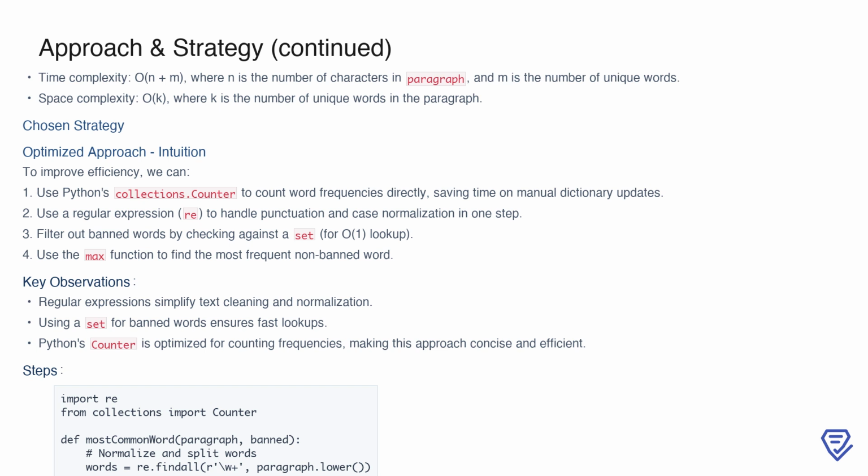To improve efficiency, we can adopt an optimized approach that simplifies the process and reduces manual steps. In this approach, Python's collections Counter is used to count word frequencies directly, eliminating the need for manually updating a dictionary. For text normalization and punctuation removal, we use regular expressions, or re, to handle these tasks in a single step. By storing the banned words in a set, we ensure that checking if a word is banned occurs in O(1) time. Finally, the most frequent non-banned word is found using Python's max function, which directly retrieves the key with the highest value. This approach is more concise, leveraging built-in Python libraries for optimized performance. The use of regular expressions simplifies text processing, and sets provide efficient lookups, making the solution both elegant and effective.